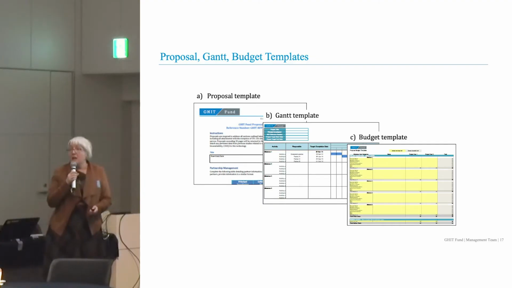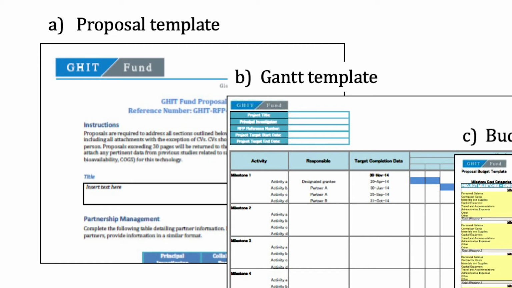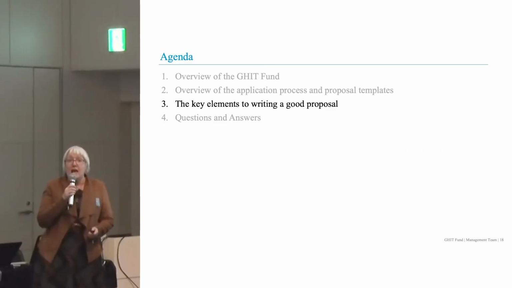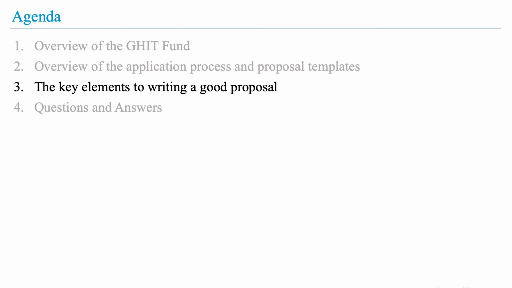Now, GHIT are very helpful to you because once you get through that intent to apply stage, they provide you with a lot of really good templates that you're going to use. So a Gantt chart template and the budget template, but it's this one, your proposal, where most of your attention is probably going to be focused and will likely be the most time consuming. So what you're all here for, what are the key elements to writing a good proposal?